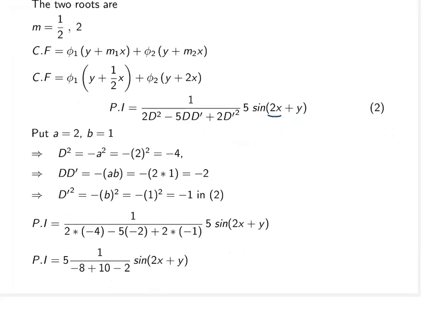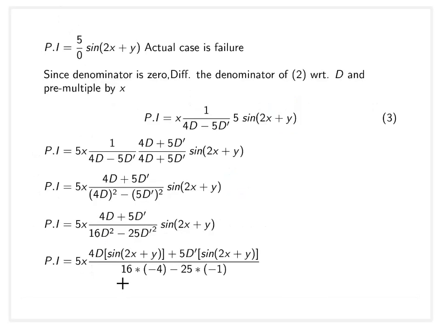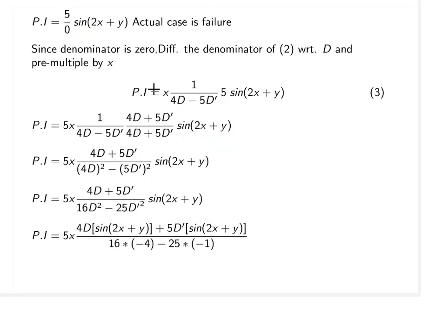So here the coefficient of x is a and the coefficient of y is b. Therefore a is equal to 2 and b is equal to 1. Therefore D square is minus 4, DD dash is minus 2 and D dash square is minus 1. So now we replace the values of D square, DD dash and D dash square. So we can get the denominator as 0. Since the denominator is 0, as usual we multiply by x in the numerator and partially differentiate the denominator with respect to D. So differentiating with respect to D, we can get 4D minus 5D dash.